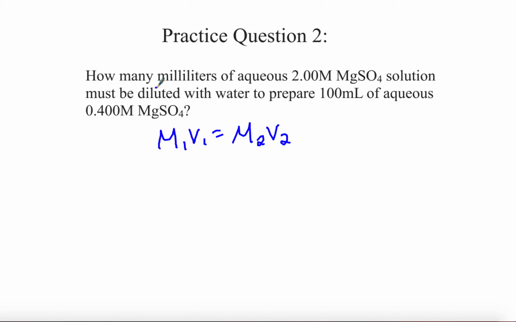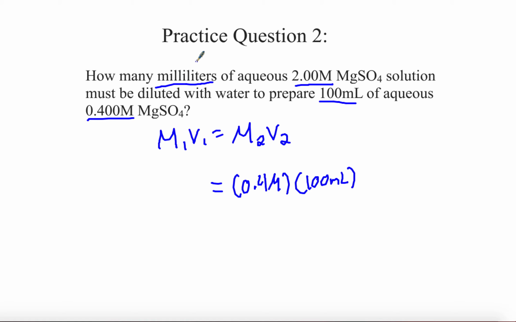Now we want to know how many milliliters of aqueous 2 molar solution has to be diluted with water to prepare 100 milliliters of 0.4 molar. Immediately we can see that the 100 milliliters of 0.4 molar is going to be our diluted solution, because we're going to add water to it. The concentration is lower, so this is the solution that's been diluted already. So we have our M2 and our V2. The M2 is 0.4 molar because that's the concentration of our diluted solution, and we're going to have 100 milliliters of this solution.